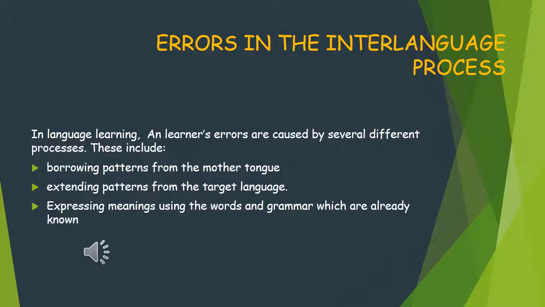We can say that in language learning, learners' errors are caused by several different processes. These include: first, borrowing patterns from the mother tongue; second, extending patterns from the target language; third, expressing meanings using the words and grammar which are already known.